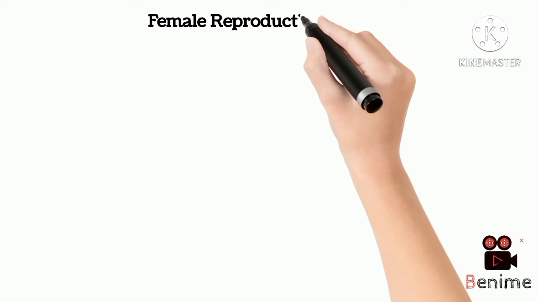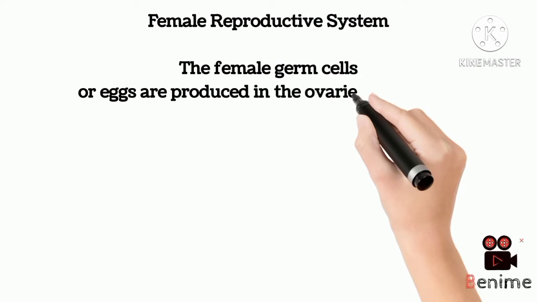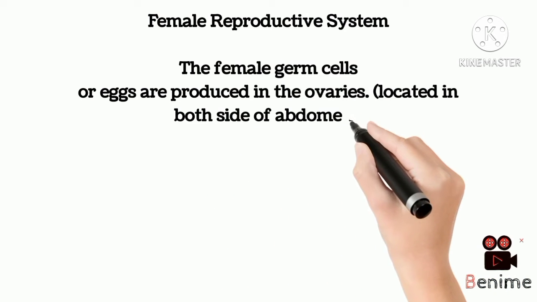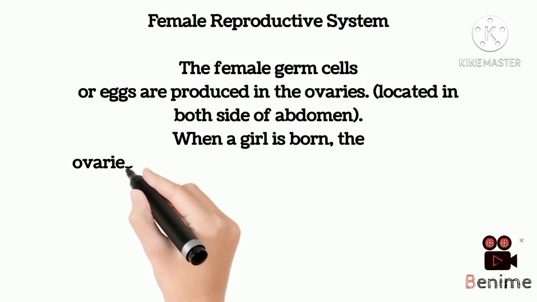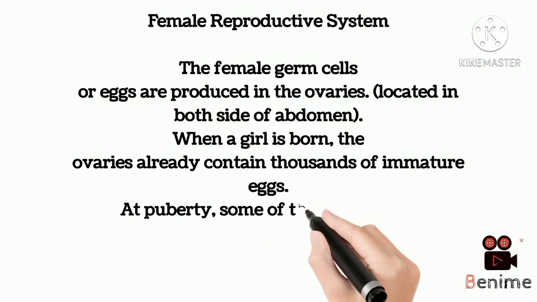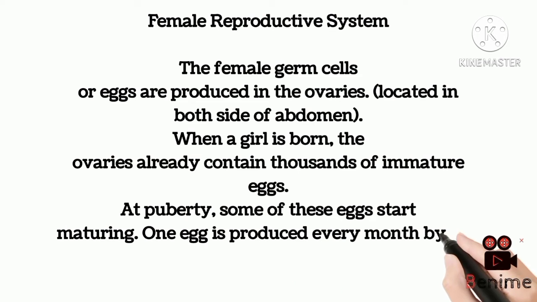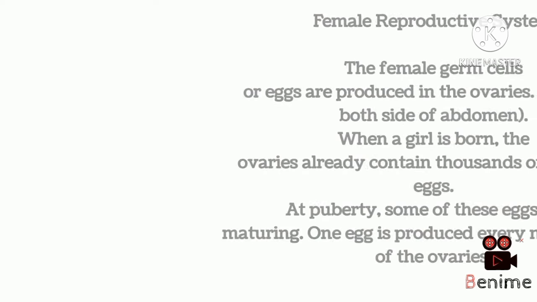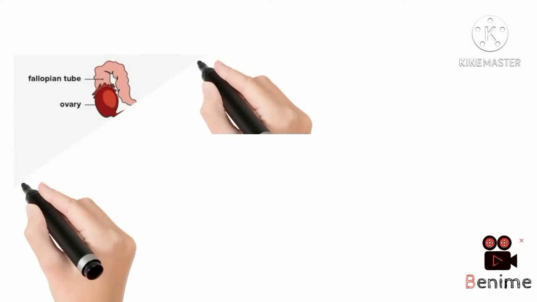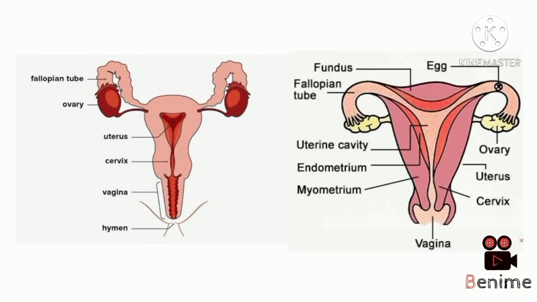Female reproductive system. The female germ cells or eggs are produced in the ovaries, located on both sides of the abdomen. When a girl is born, the ovaries already contain thousands of immature eggs. At puberty, some of these eggs start maturing. One egg is produced every month by one of the ovaries. The following diagram shows the female reproductive system which participates in reproduction.